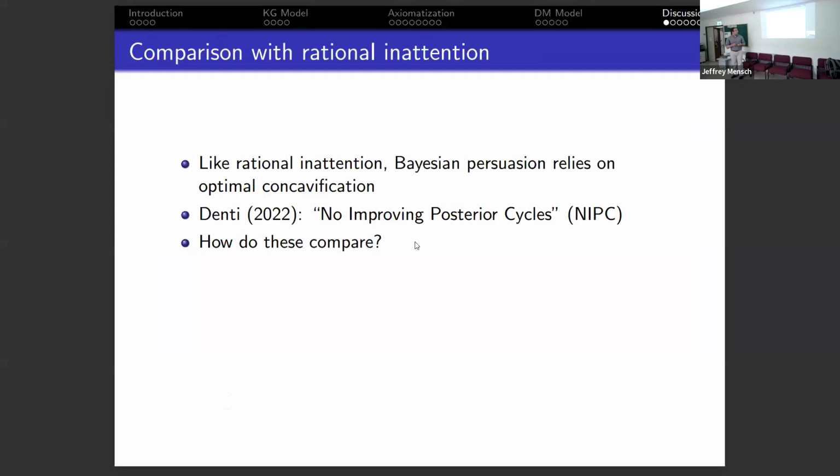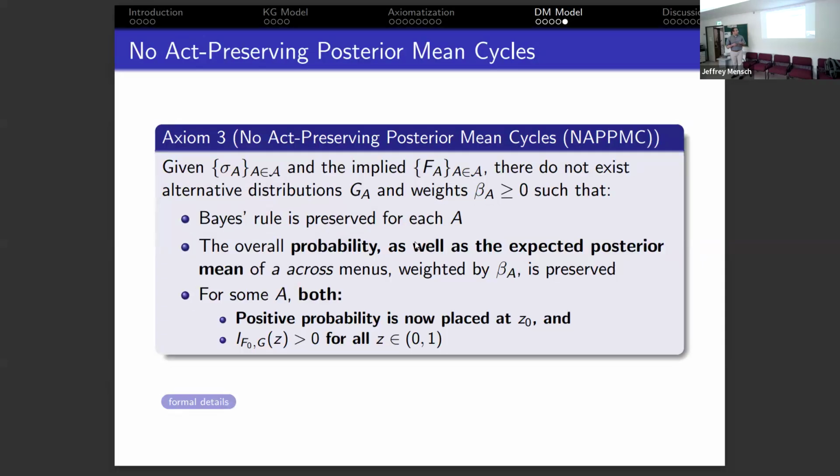So as a result, I guess I didn't put the formal statement of the theorem, but if a state-dependent stochastic choice function satisfies both no improving action switches and no preserving posterior mean cycles, then the choice that we observe by the decision maker is consistent with posterior means-based Bayesian persuasion.